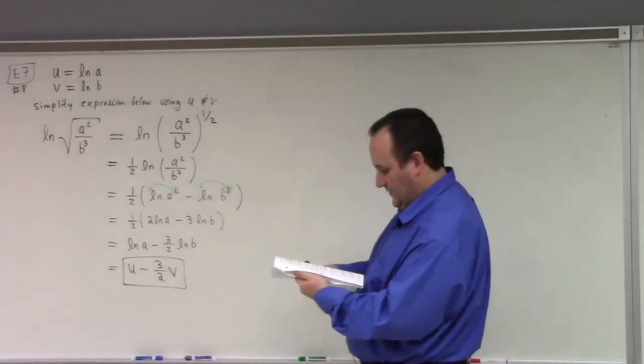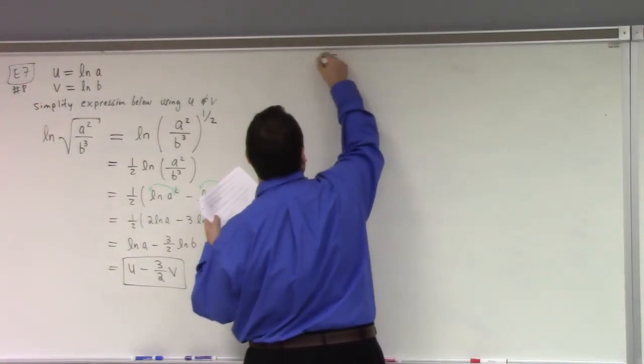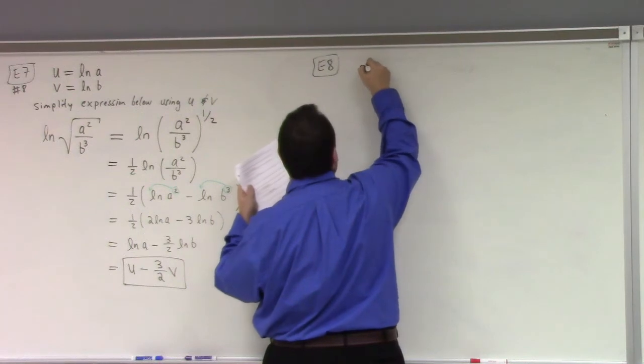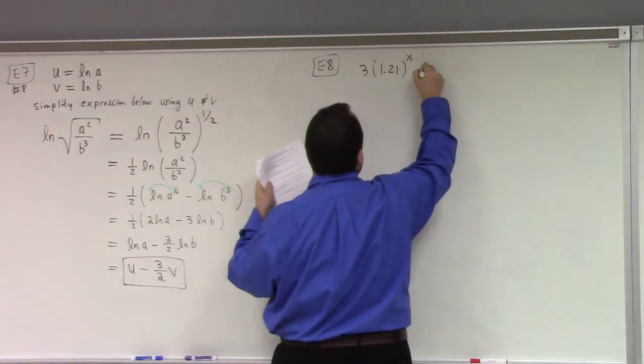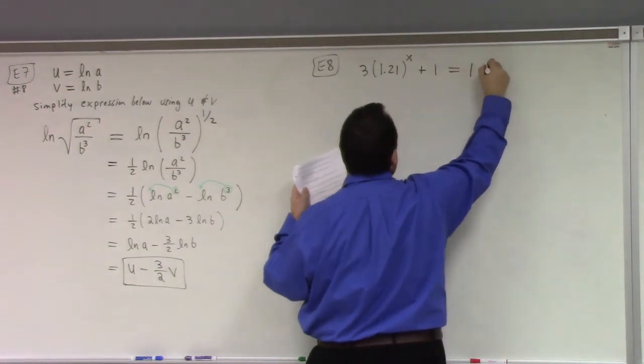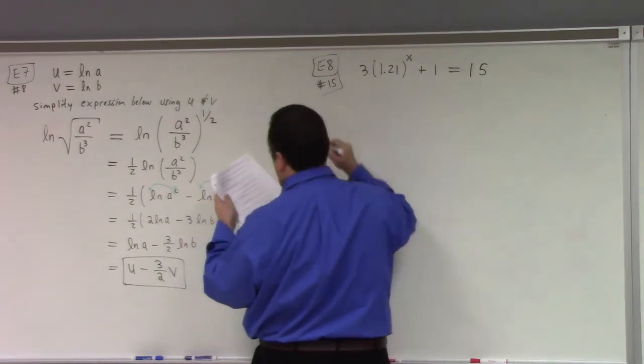Okay, so 15 will work then. So my 15 looks like this: 3 times 1.21 to the x plus 1 equals 15. This is my number 15. 15's got a 15 in it. That's weird.